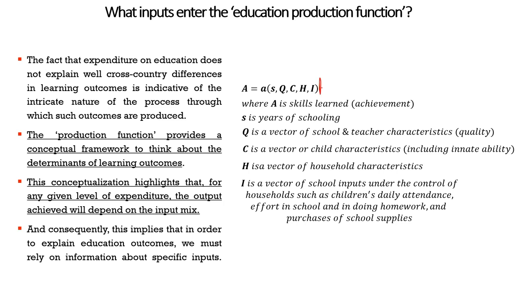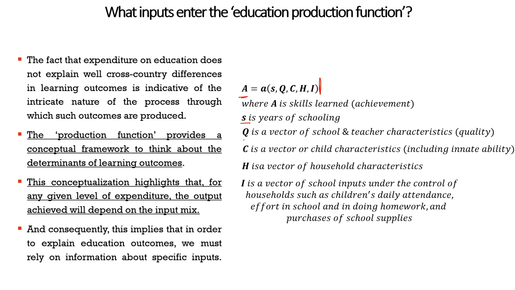You have the inputs that enter into the production function. Here, the dependent variable A refers to the skills learned. It could be in the form of years of education attained, or it could be different kinds of professional achievements that one has had, depending upon the model that one takes up. A small s here refers to the years of schooling.